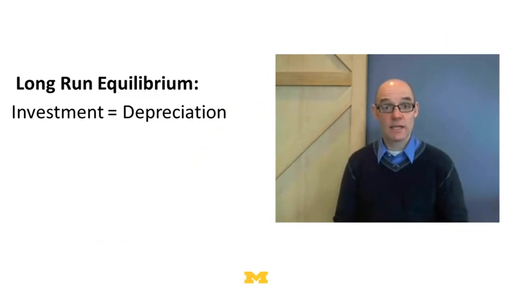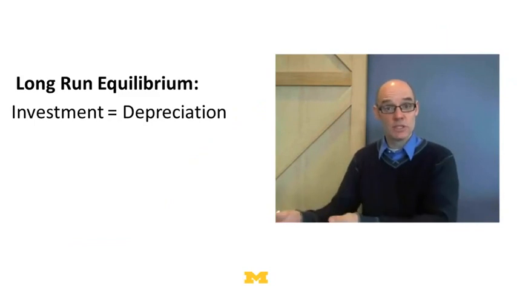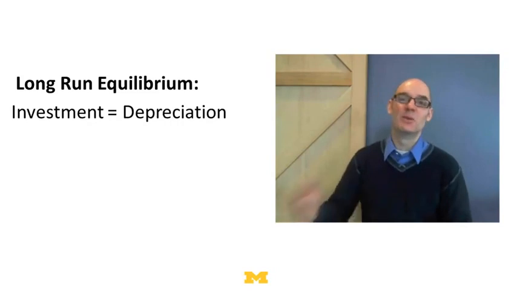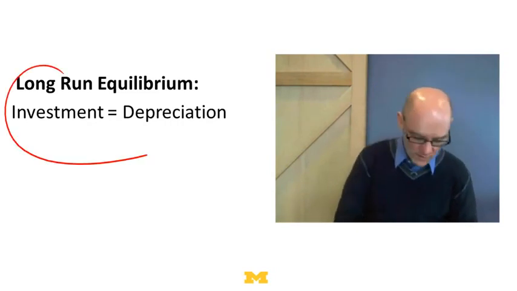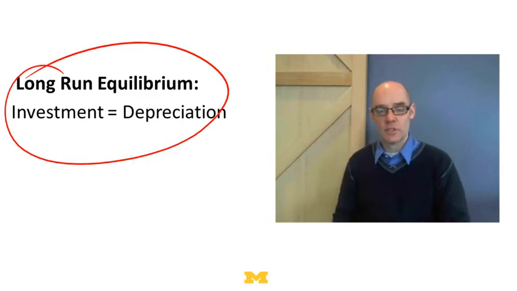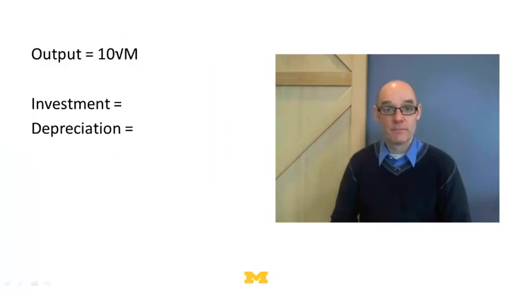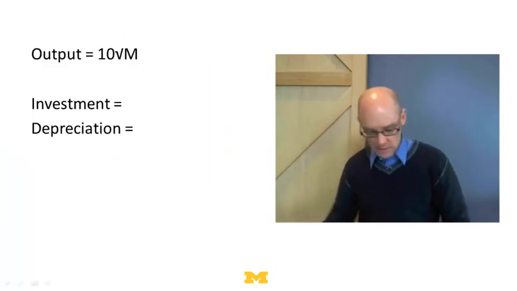Two things, right? One, investment. We buy new machines based on our savings rate. What else? Depreciation. We lose machines to depreciation. So the equilibrium is going to occur when investment equals depreciation. Okay? Well, guess what? That's going to be easy to solve. This is why models are so great.